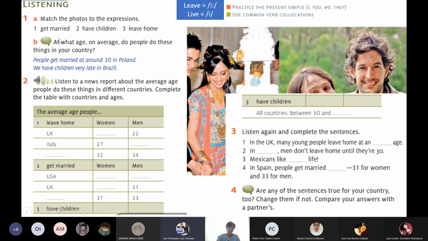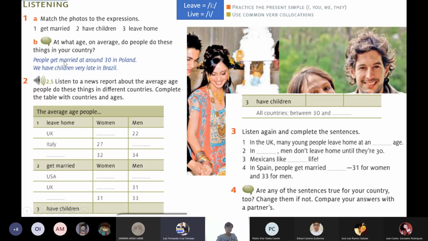No le puedo entender, Miss. Ok, aquí tenemos la pregunta at what age, ¿sí? ¿En qué edad? On average, la palabra average significa en promedio, o sea, lo típico, ¿no? En promedio, do people do these things in your country? So, at what age, on average, do people get married? Entonces, ¿a qué edad más o menos en promedio las personas se casan aquí en Bolivia? And here you have an example, right? People get married at around 30 in Poland, pero este es el ejemplo de Poland. At around, that means alrededor de los 30, más o menos por los 30, ¿sí? People get married at around 30 in Poland. What about in Bolivia, Fernando?